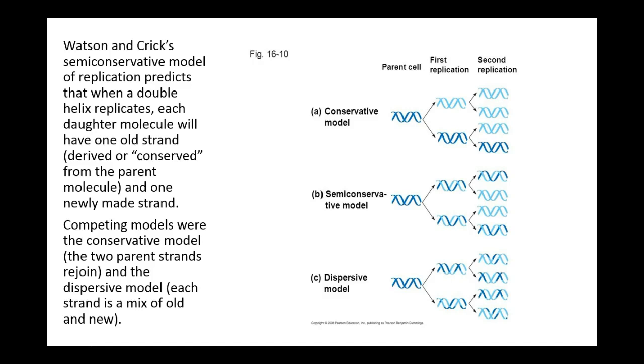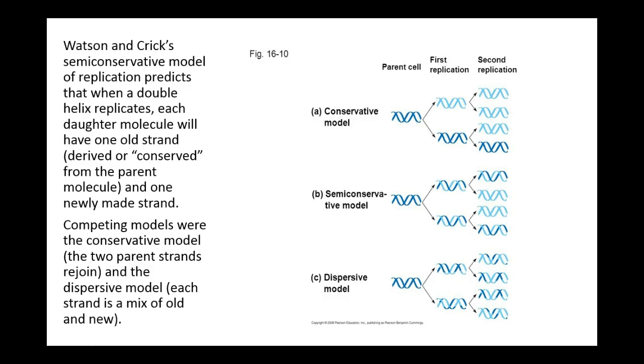That's semi-conservative. The conservative model is that the DNA unwinds, and then a whole new one is made, and the original one then gets back together again. And then the dispersive model is that the DNA unwinds in little pieces, and the daughter cell is made in pieces and then put together.